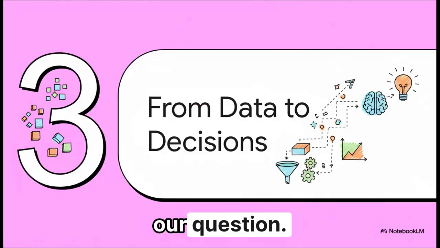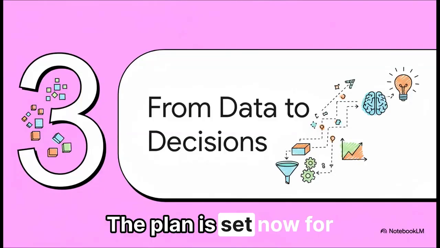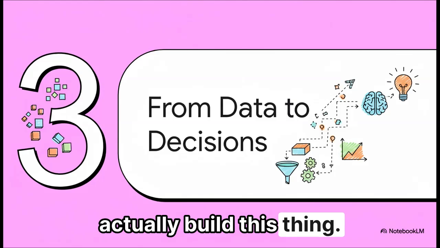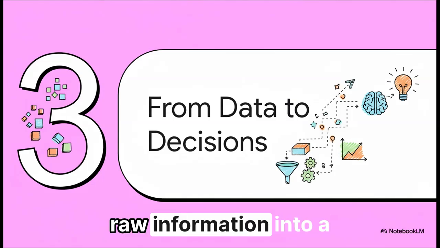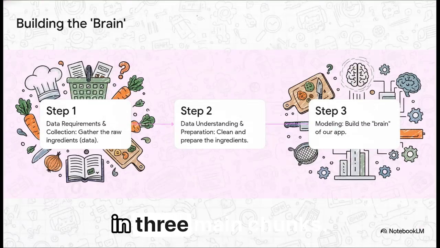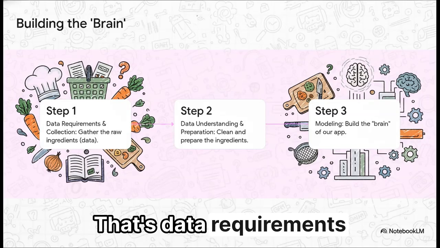Okay, we have our question, we have our approach, the plan is set. Now for the fun part. Time to roll up our sleeves and actually build this thing. This is where we turn raw information into a smart working system. Think of this build phase in 3 main chunks. First, you need your ingredients. That's data requirements and collection.